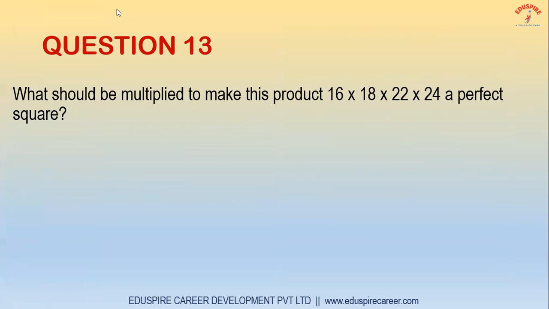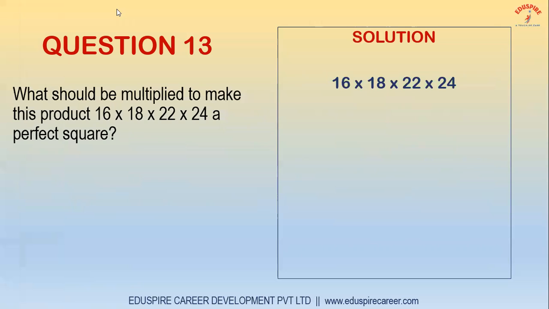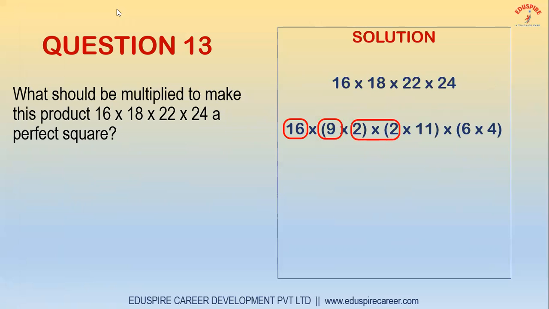So in this case, they have said what needs to be multiplied to make it a perfect square. Let's understand this. You see, in this expression, we already have a few perfect squares. Let's identify. 16 happens to be a perfect square. Of course, 9 is a perfect square. And then if I look at these pairs of 2's, that gives me a perfect square as well. And definitely 4 is a perfect square.